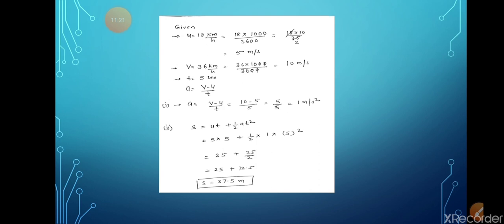Acceleration A equal to v minus u by t. So final velocity is 10, initial velocity is 5, 10 minus 5, time is 5 seconds. 5 divided by 5, 1 meter per second square. Similarly, we can calculate distance by using s equal to ut plus half at square, and it will become 37.5 meter.